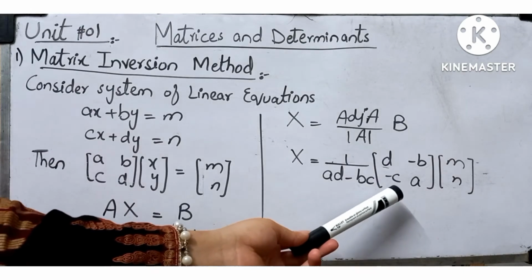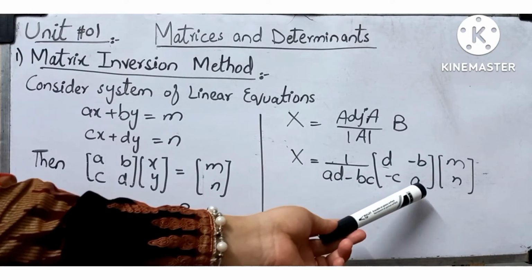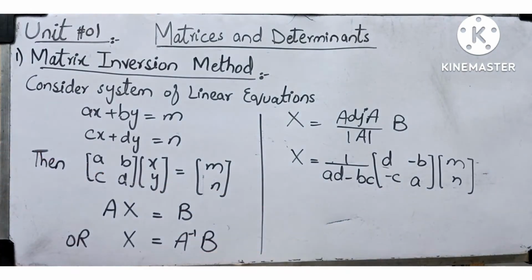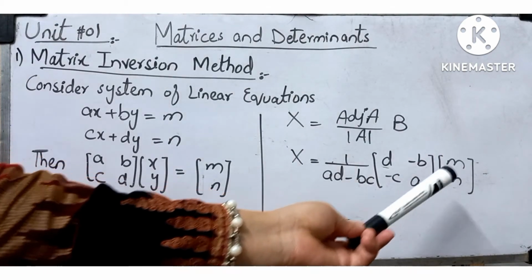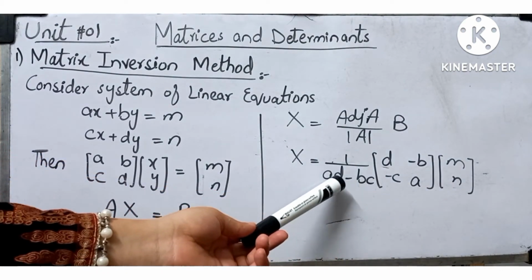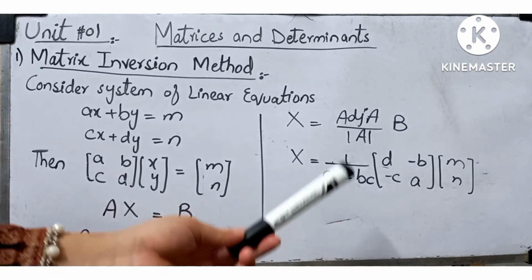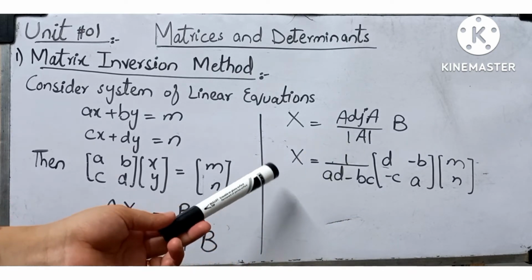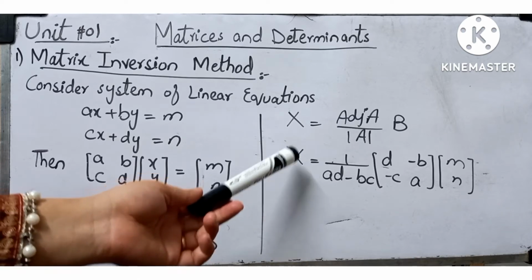So the adjoint is D, minus B, minus C and A, and we have the matrix B. If we multiply these two matrices and divide by the determinant, we can get the values of the variables x and y.